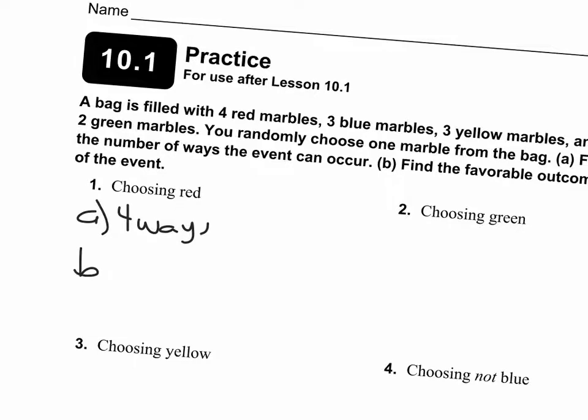Okay, part B, it says find the favorable outcomes. So the outcomes that would make it. So I could pick the first red marble, could pick the second red marble, I could pick the third red marble, or I could pick the fourth red marble. Those would be my favorable outcomes.